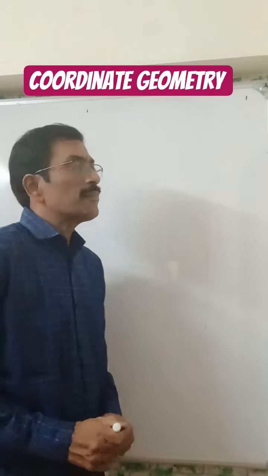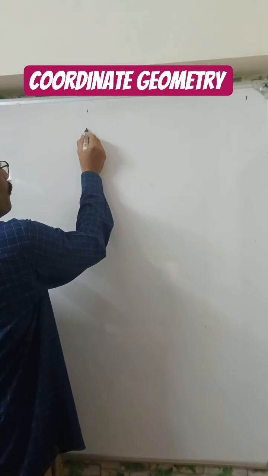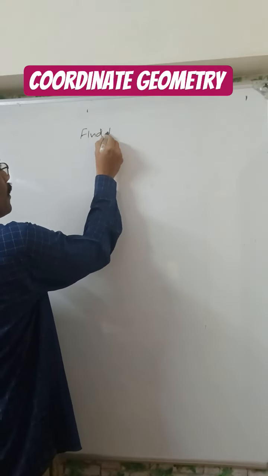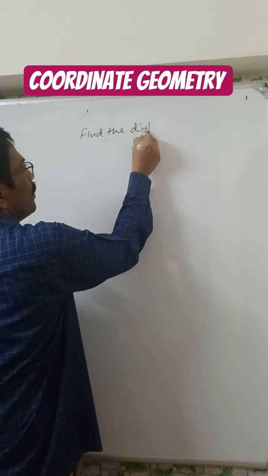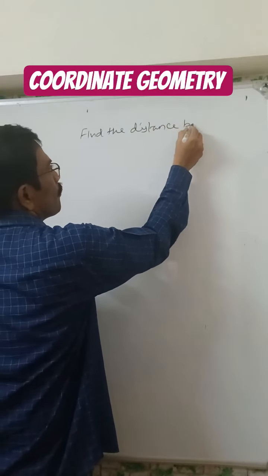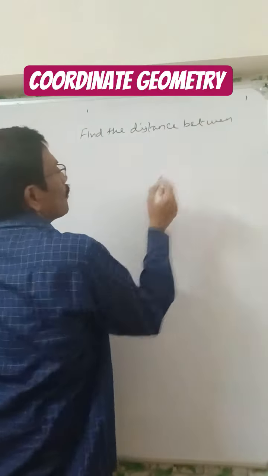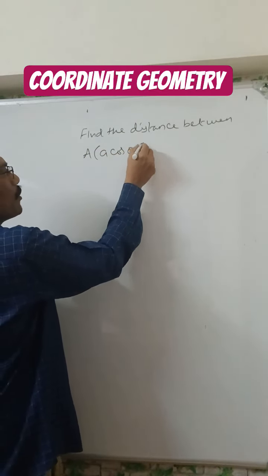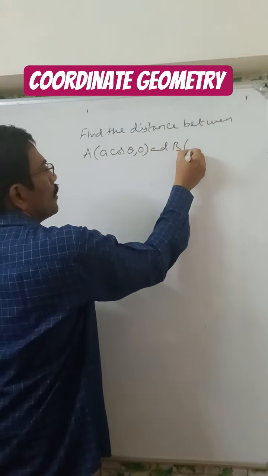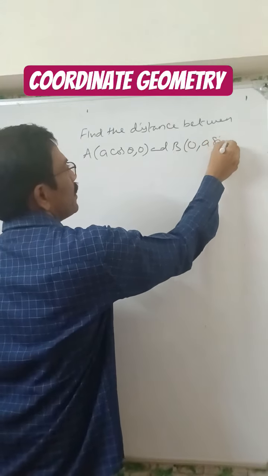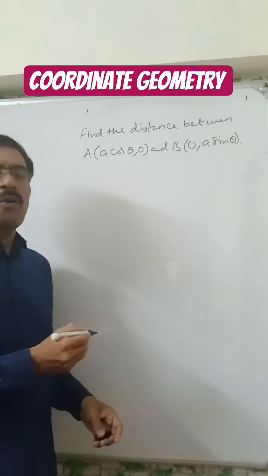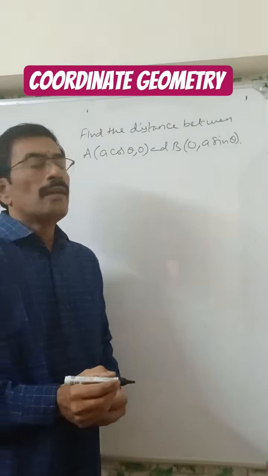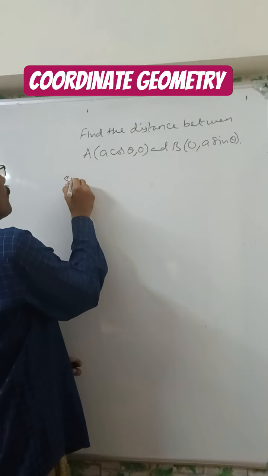The question is, find the distance between A cos theta comma 0 and B 0 comma A sin theta. This is a very important 1 mark question. So let us answer it.